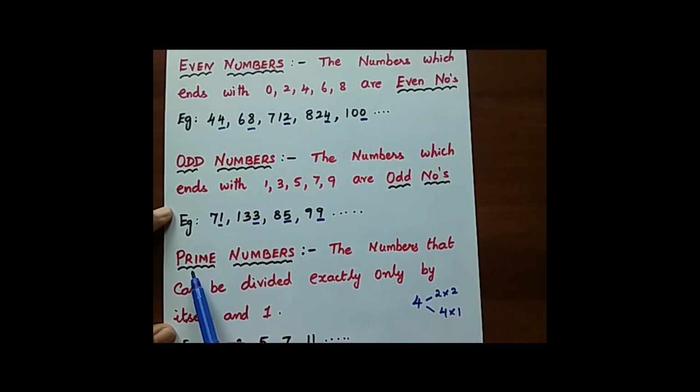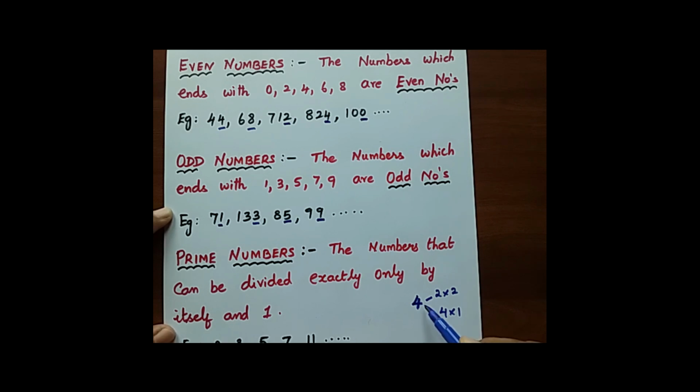Now we go to prime numbers. The numbers that can be divided exactly only by itself and 1 are called prime numbers. For example, I have given here some numbers. So let me take another example. Here I am taking 4.